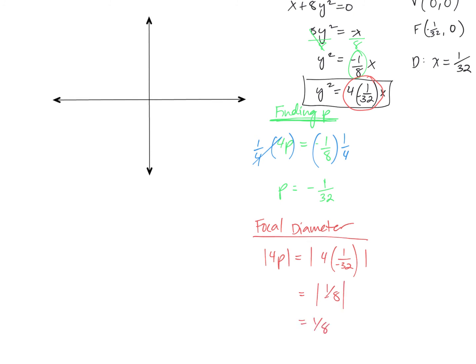All right, so that is not actually our focal diameter yet. This is the latus rectum, this value here. So to figure out our focal diameter, it is half of that. So half of this, half of 1/8 is 1/16. And then we would have our focal diameter points.